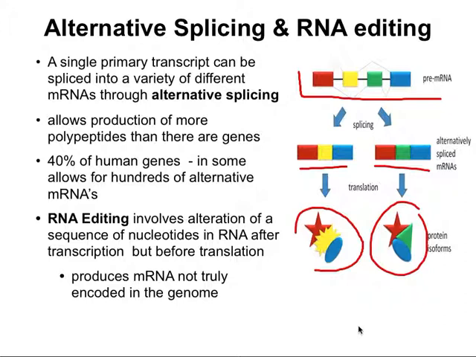Another process that we're starting to understand is RNA editing. This involves alteration of the sequence of nucleotides in the primary RNA transcript before it's translated. This produces a messenger RNA that's actually not even truly encoded in the genome. So this is some fascinating stuff on the forefront of genetics at the moment. Unfortunately, we don't get to spend too much time on it in this course. Let's take a quick look at an animation of RNA splicing so you can get a better understanding of that process.